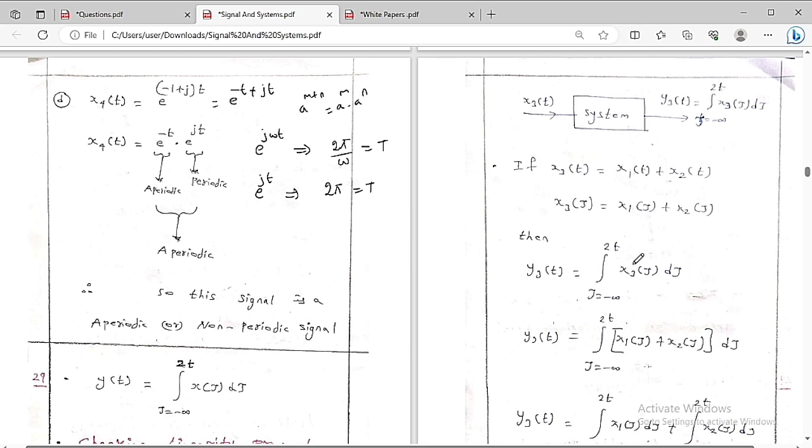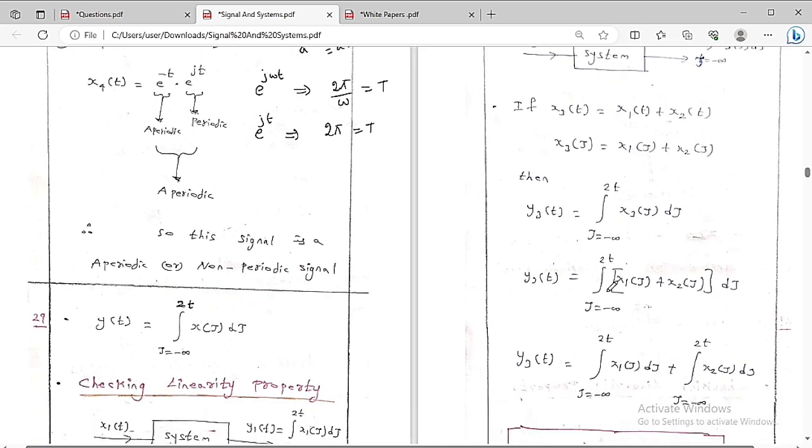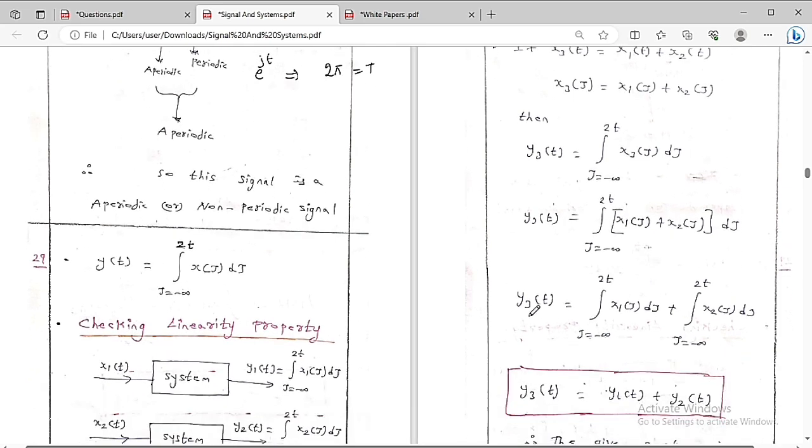Then y3 of t is equal to integration from minus infinity to 2t of x3 of tau d tau. And x3 of tau we know, x1 of tau plus x2 of tau, so substitute: integration from minus infinity to 2t of x1 of tau plus x2 of tau into d tau. If you take the integration inside, then y3 of t is equal to integration from minus infinity to 2t of x1 of tau d tau plus integration from minus infinity to 2t of x2 of tau d tau.